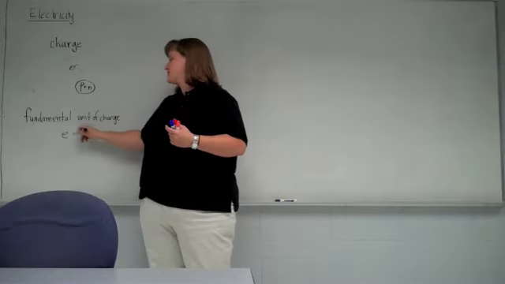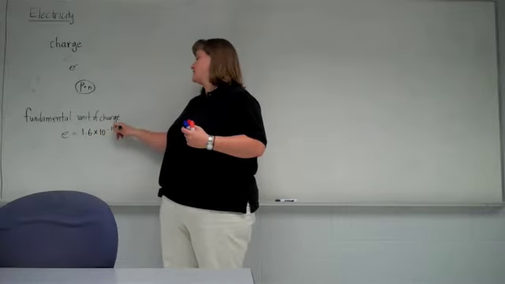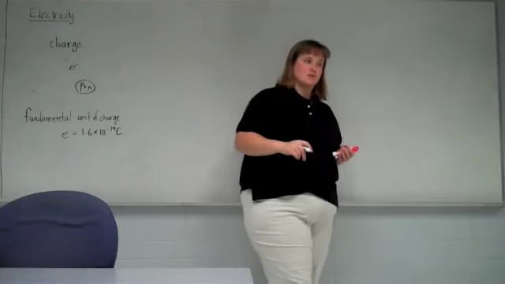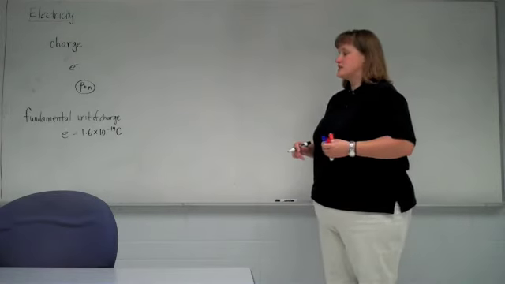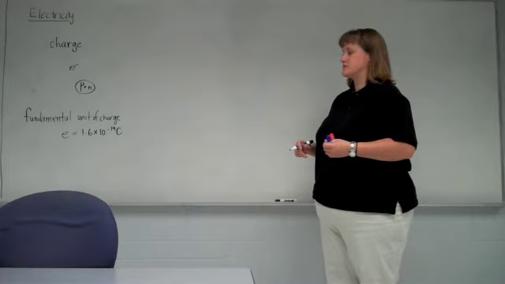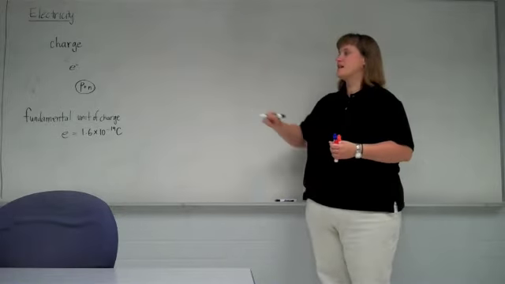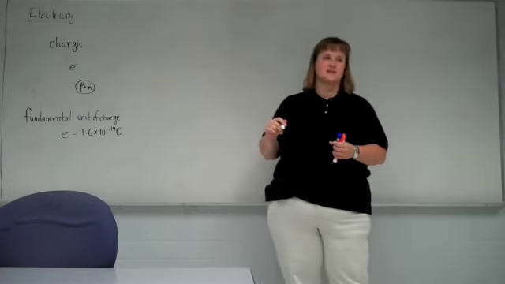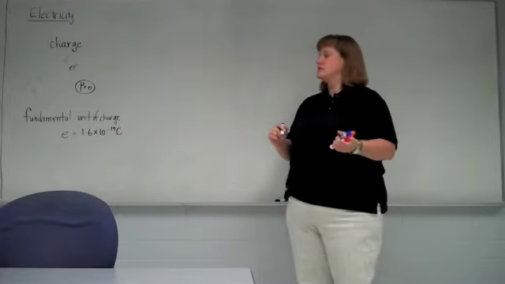The fundamental unit of charge is 1.6 times 10 to the negative 19 coulombs. Capital C is our units. It's called a coulomb. That's the unit measurement system we use for charges. So both electrons and protons have 1.6 times 10 to the negative 19 coulombs of charge. The protons are positive, the electrons are negative.